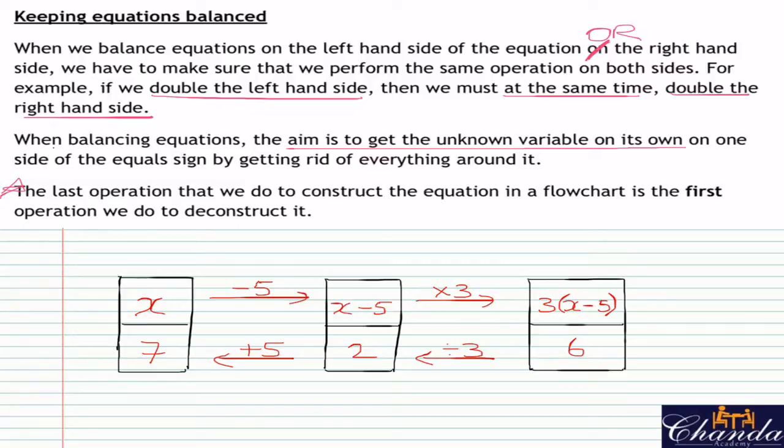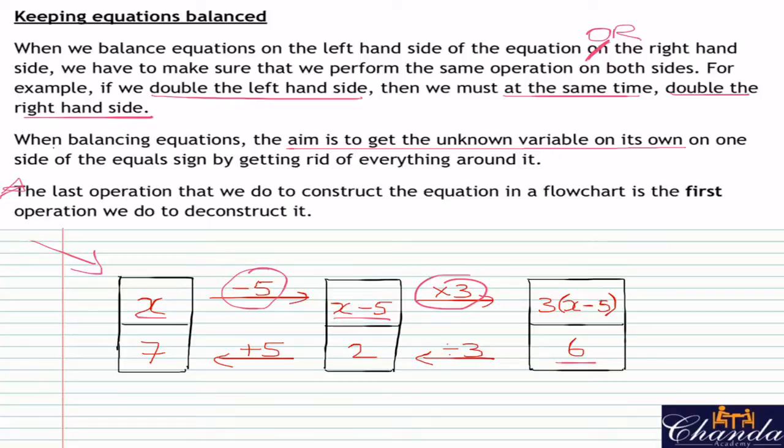Okay, so again, let's have a look at this particular flowchart. We have the original input value of x. Then the next step that we take is minus 5, which takes us to x minus 5. Then we multiply this entire thing by 3, which takes us to 3 bracket x minus 5. Okay, and the output of that is 6.